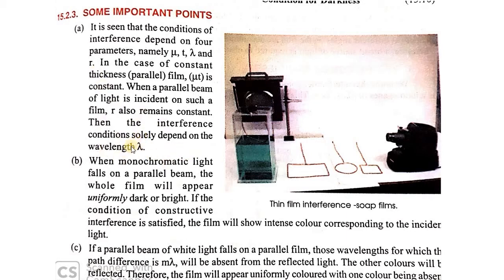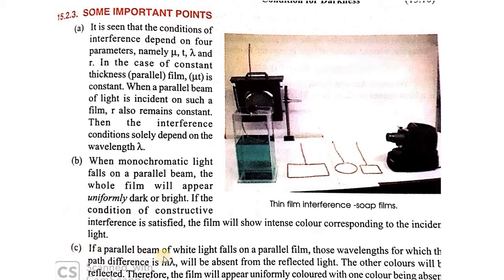If we are using a single wavelength light which is allowed to fall on a parallel plane film, the whole film will appear uniformly dark or bright depending upon the condition for interference. If the condition for constructive interference is satisfied, the film will show intense color depending upon the color of the incident light. And again, the next condition is the third one.